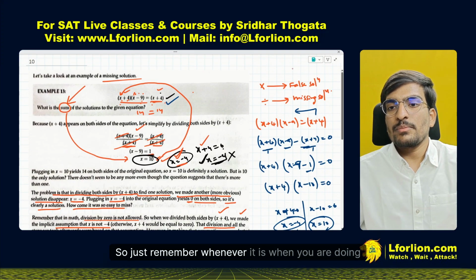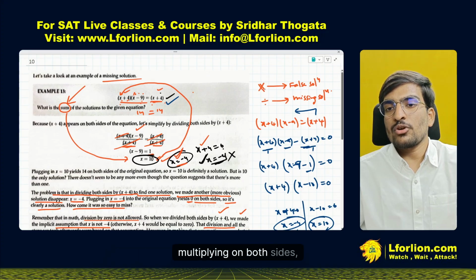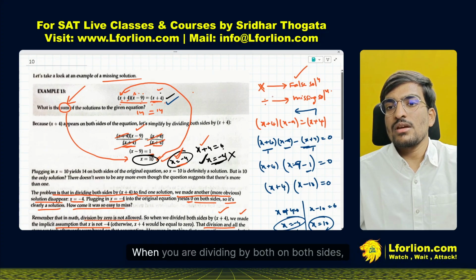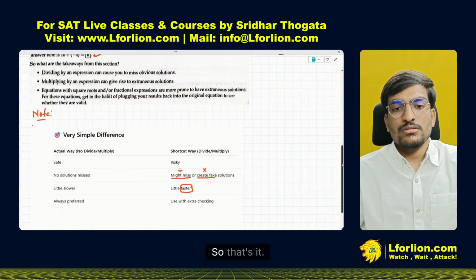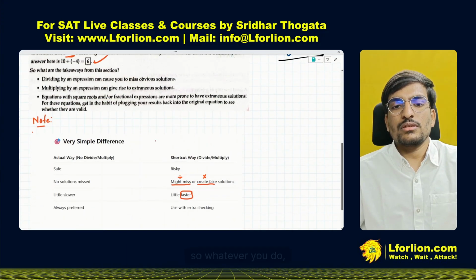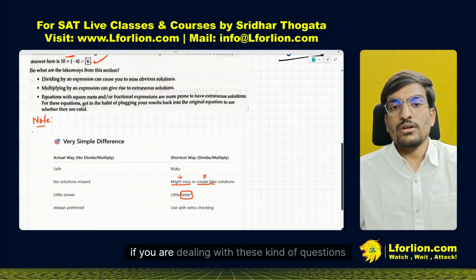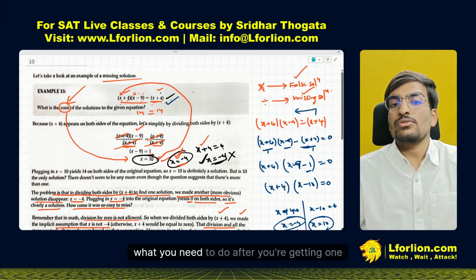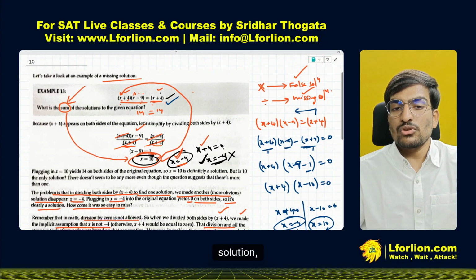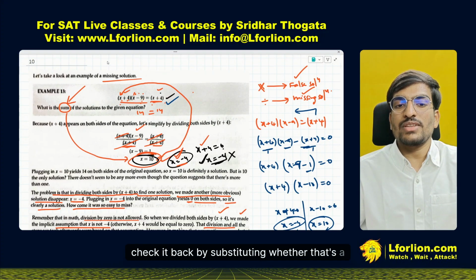So just remember, when you are multiplying on both sides, false solutions arise. When you are dividing on both sides, missing solutions will arise. So that's it. Just go through these notes. If you are dealing with these kinds of questions where you divided on both sides, after you get one solution, check it by substituting whether that's a solution or not.